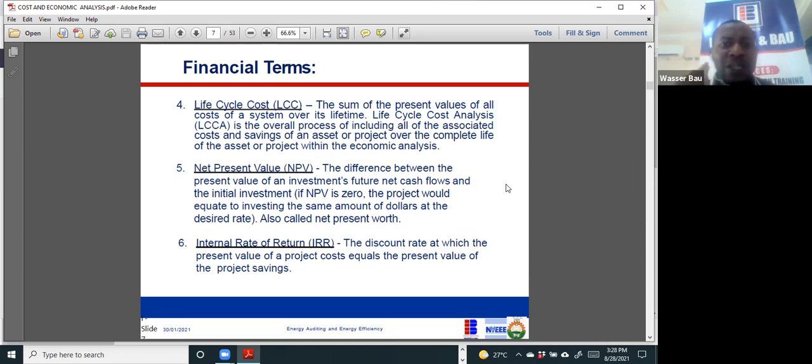Now, net present value is the difference between the present value of an investment's future net cash flow and the initial investment. So if I invest in a project today, say I invest 100,000, and at the end of the year the project is worth 120,000, my net present value will now be 120 minus 100, bringing it forward to today's time. That is what net present value means.